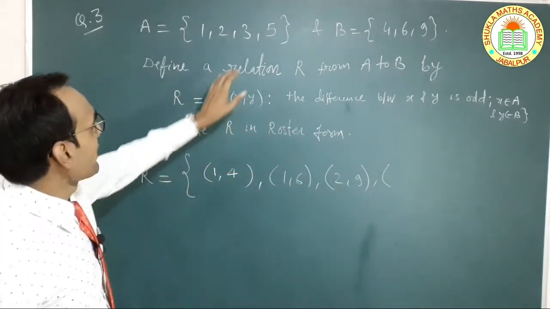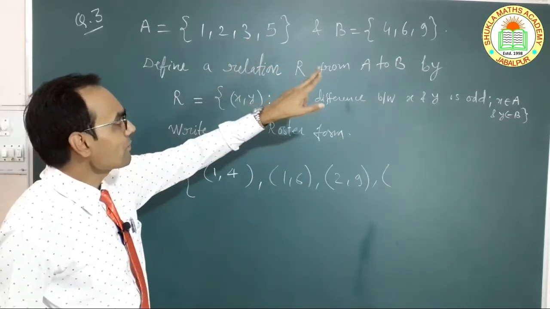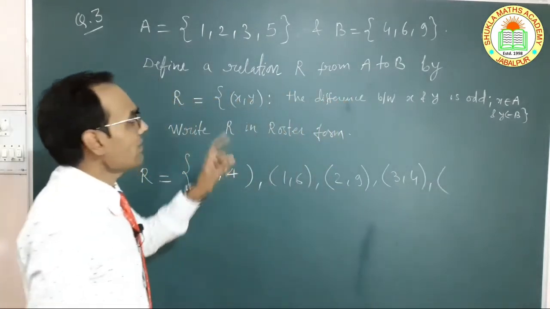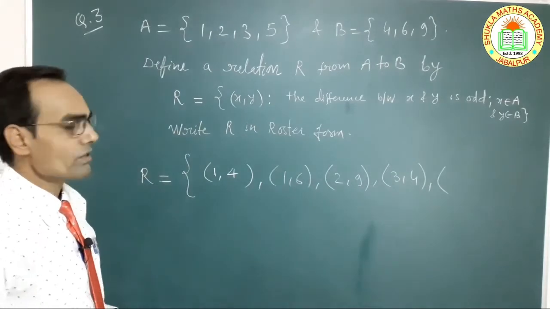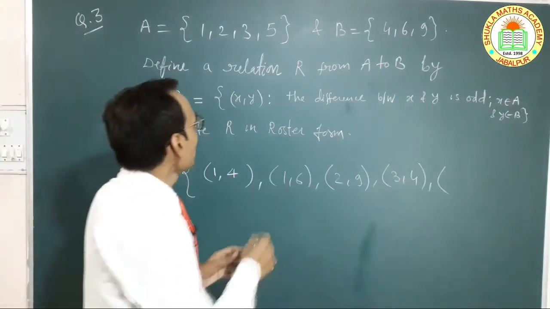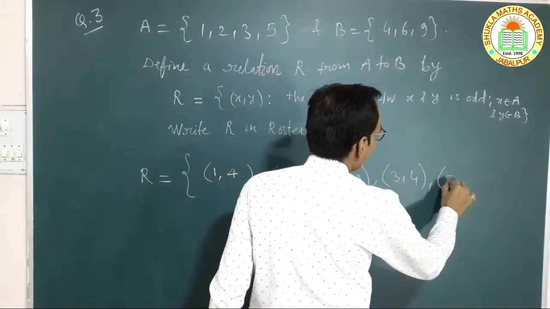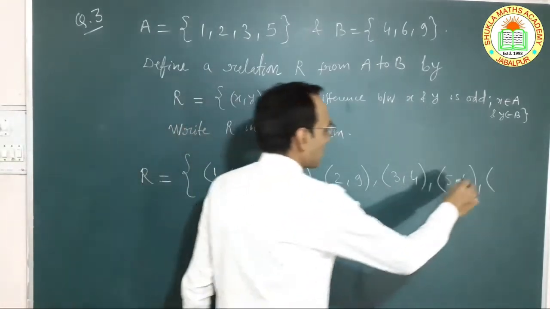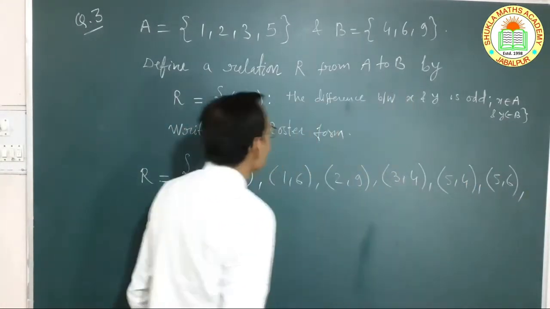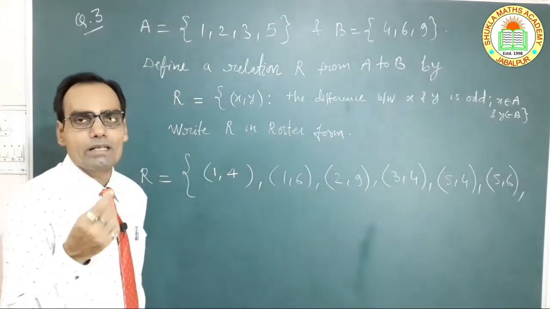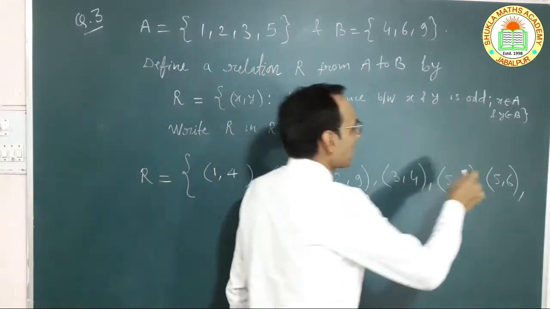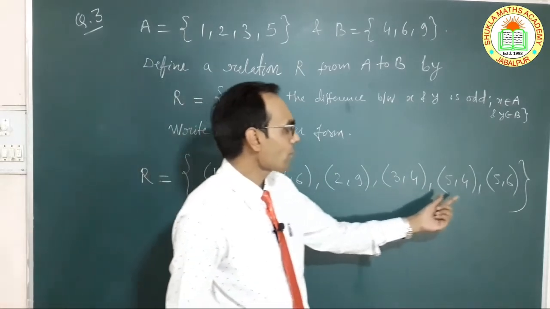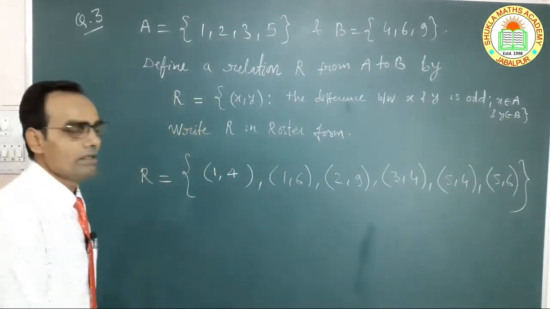Okay. Next, third element is 3. So 3 minus 4 we get 1. So (3, 4) is also element of the relation. And 3 and 9, 3 minus 9 we get 6, which is even. So left it. So next element is 5. 5 minus 4 is 1. So (5, 4) is also here. And 5 minus 6 is 1. So (5, 6) also here. And 5 and 9 we get 5 minus 9 is 4. So it is even. So left it. So we get the relation R equal to {(1, 4), (1, 6), (2, 9), (3, 4), (5, 4) and (5, 6)} of the given problem.